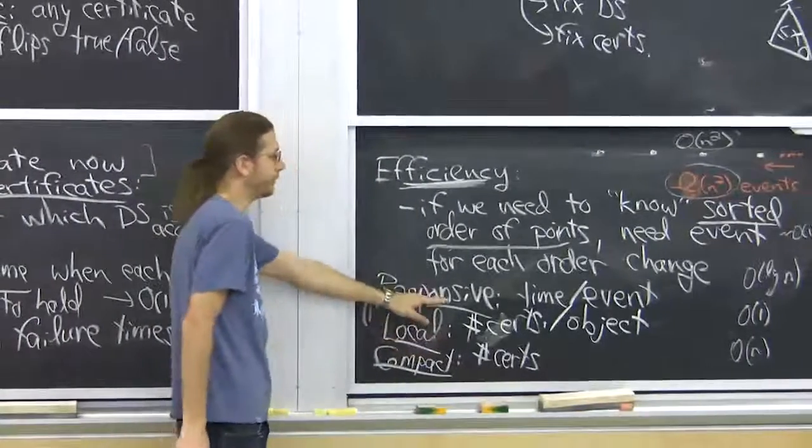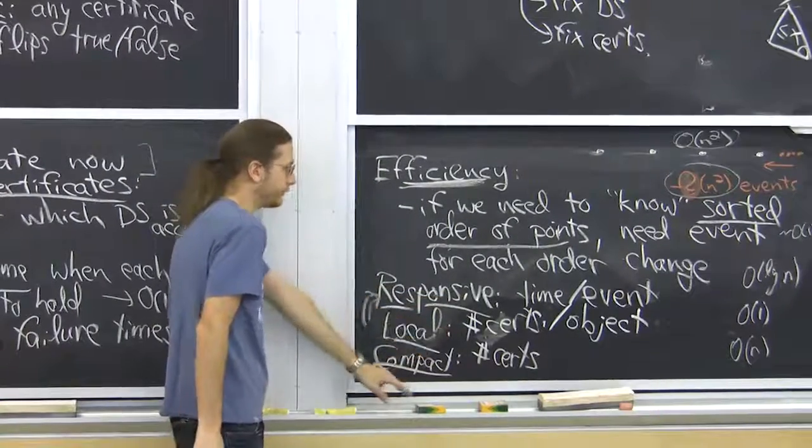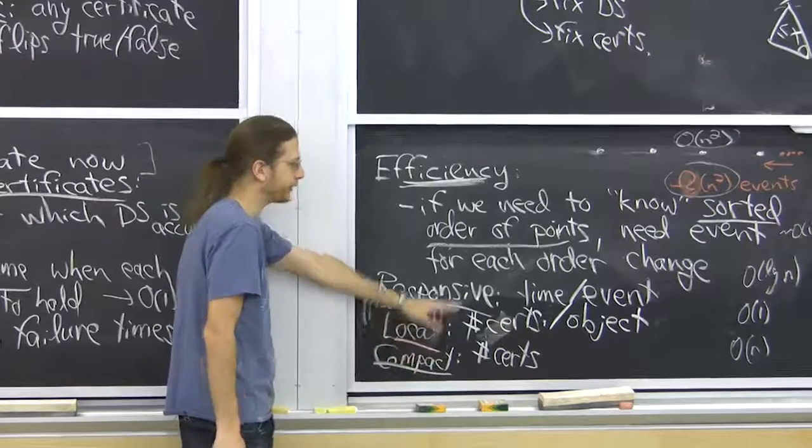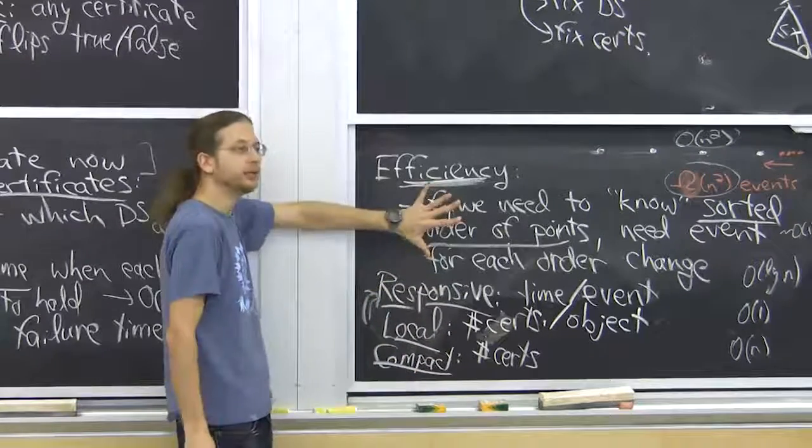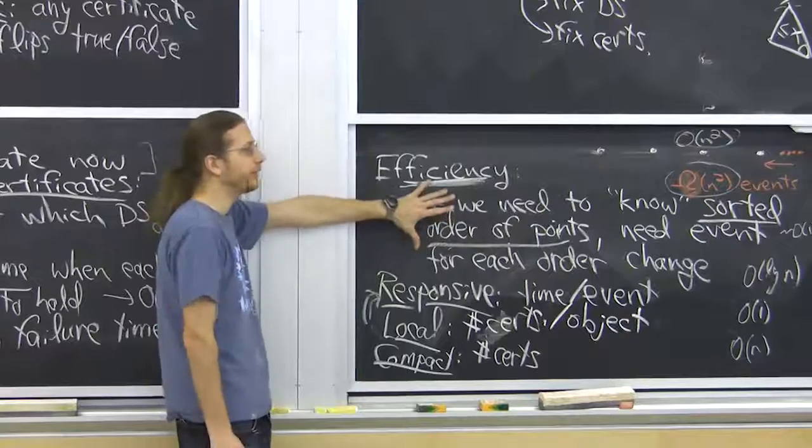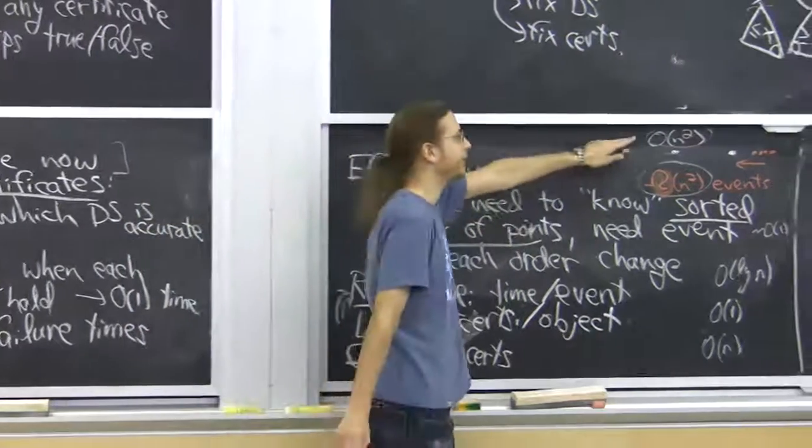Okay, so we're responsive, log n time, local, constant certificates per object, compact, linear number of certificates. All these are the same. The big issue is always about efficiency. How many events is it in the worst case? How many events do I need?